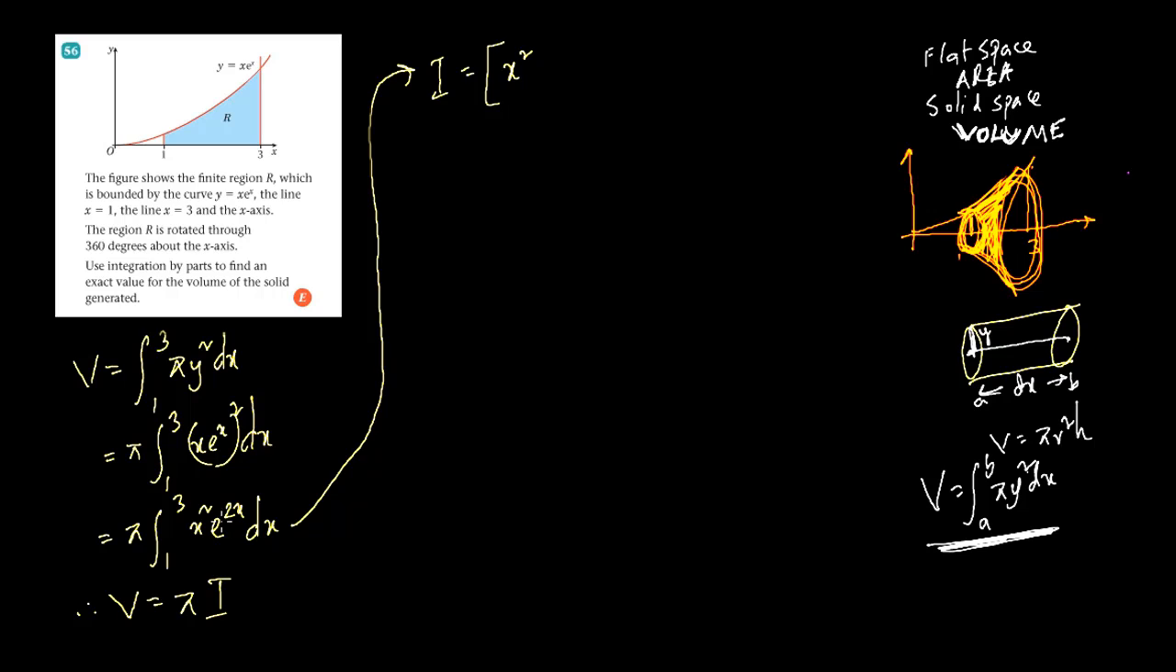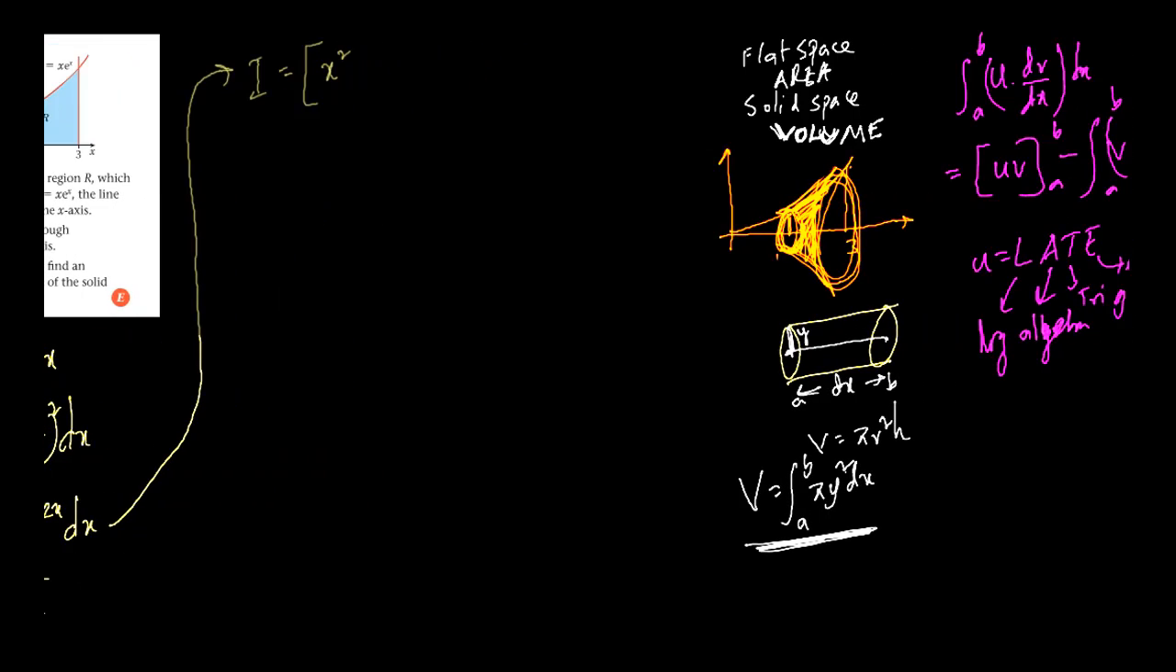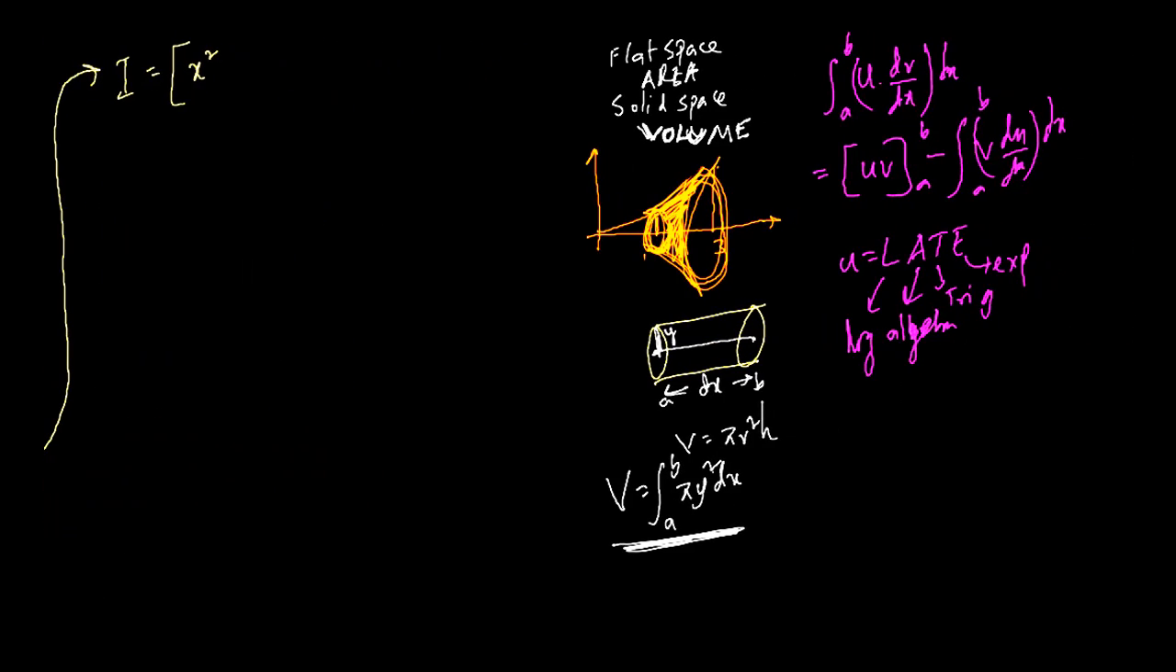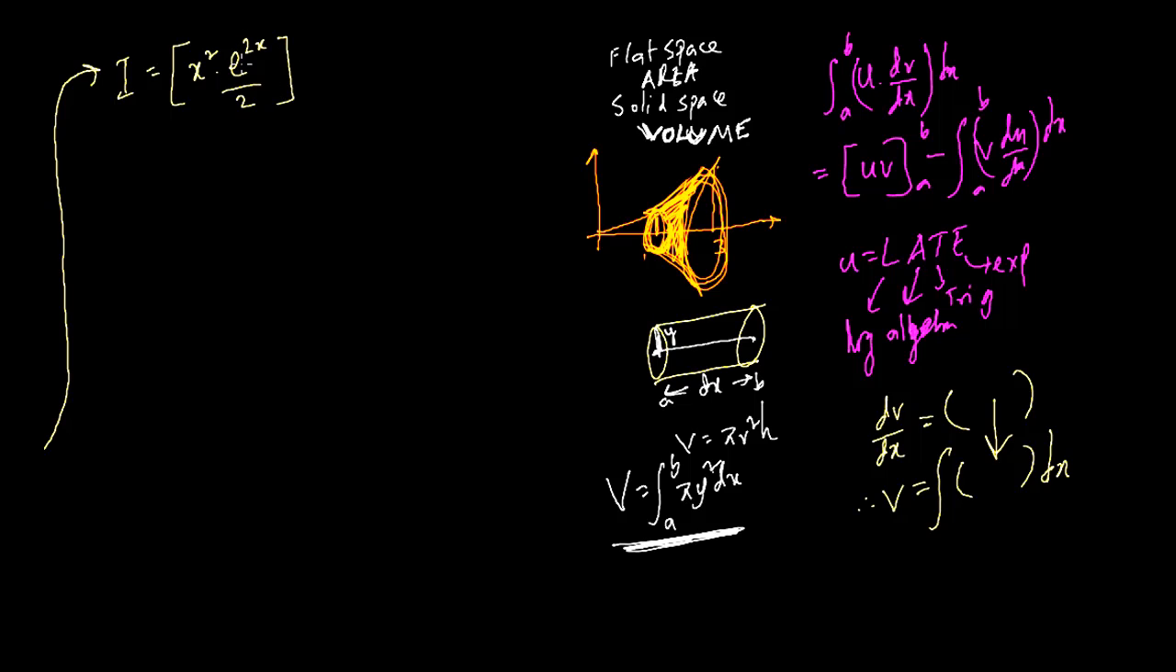Now v represents dv by dx. Remember, if one is u, the other one is dv by dx. So if dv by dx is what we know, therefore v is going to be the integration of that thing. That's the fundamental rule of calculus. So in this particular sum, if dv by dx is e to the power 2x, then v, the integration of e to the power 2x, is going to be e to the power 2x divided by 2. That's the rule for integration of an exponential function. It is unchanged, but because of the chain rule it is divided by 2.